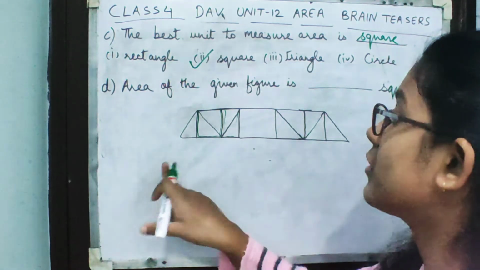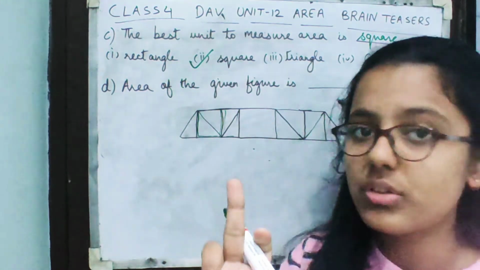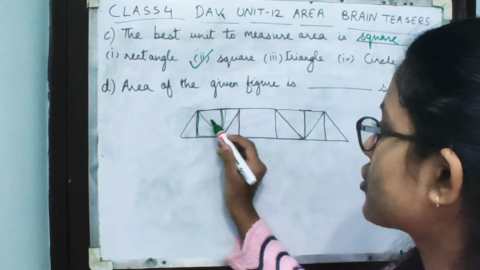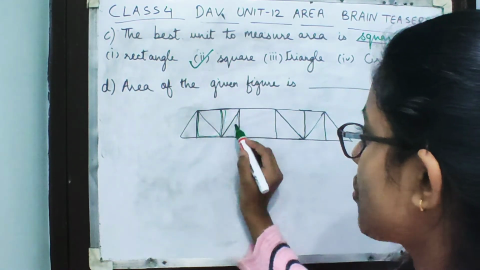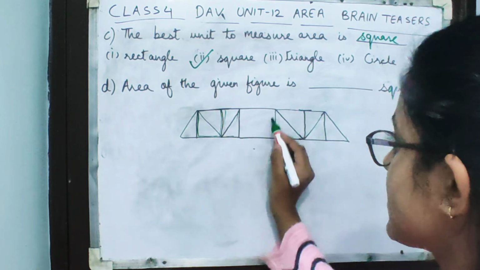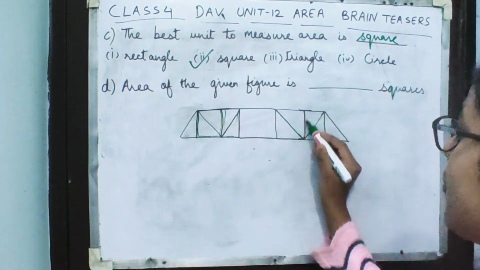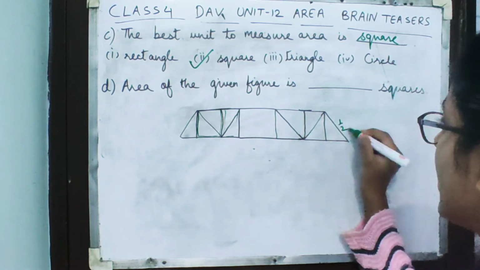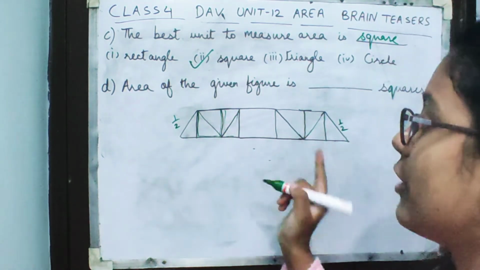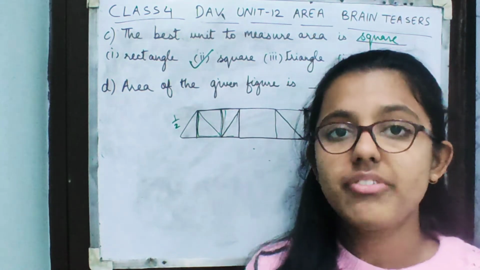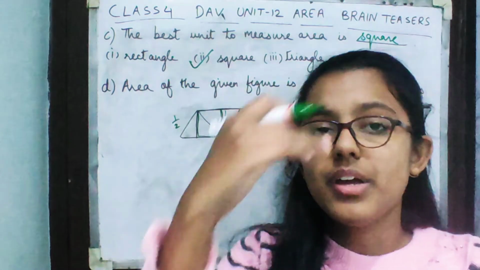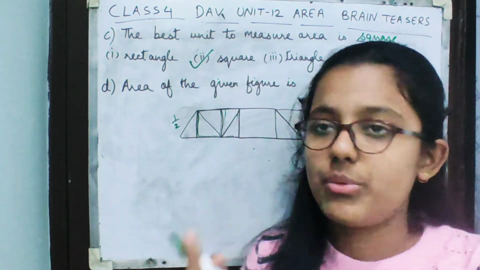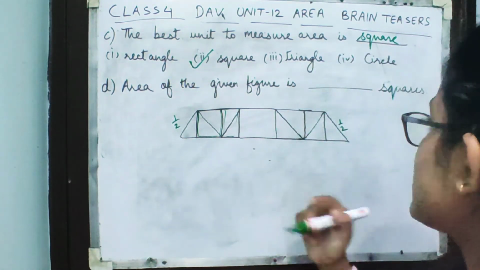So to solve this question, we can solve this in two ways. The first way is to count all the squares. One is this square, second is this, third is this, fourth is this, fifth is this. We have 5 squares, and this half and this half will make one square. I just said that if we divide a square, we get two triangles. Similarly, two triangles will make up one square. So these two triangles make up one square.